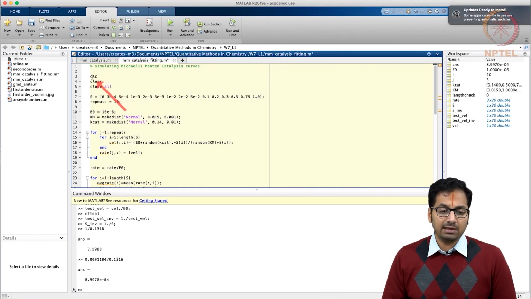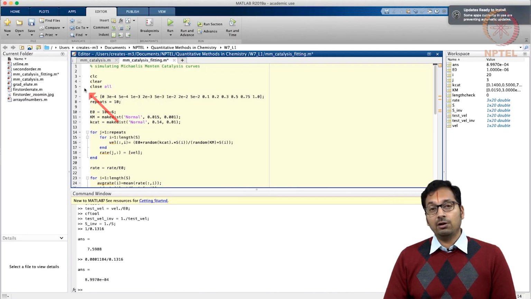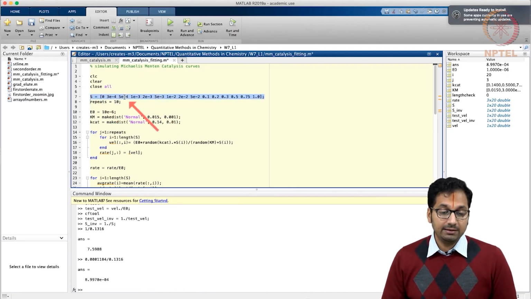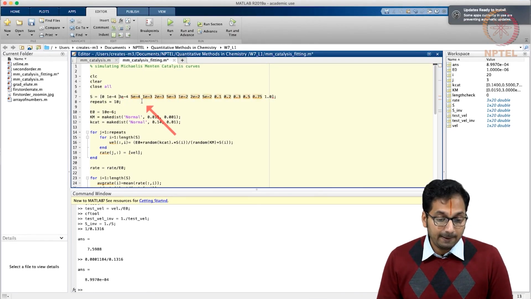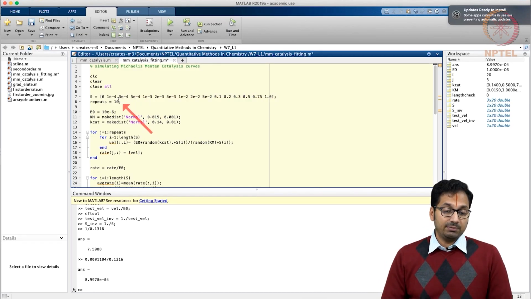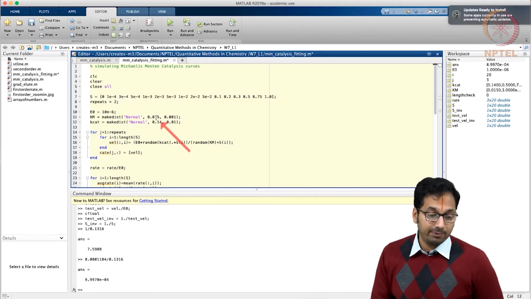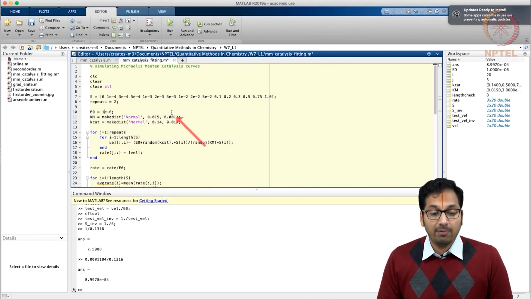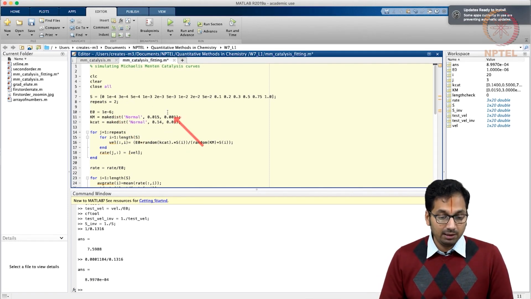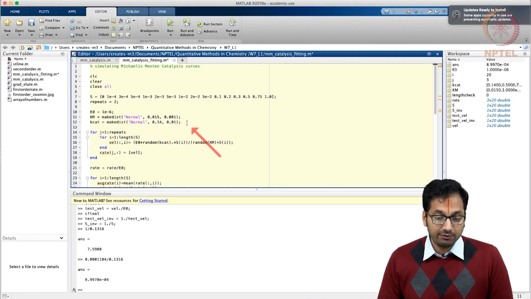As always, we start with clearing the screen, clearing any variables that might have existed, and closing all the figures that might be present. These are the set of values that we use for concentration of the substrate. Then we are going to repeat this experiment 10 times. Let us start with 2-time repetition. Here once again we are using enzyme concentration as 1 e power minus 6, that is 1 micromolar, and molarity is the concentration that we are using.